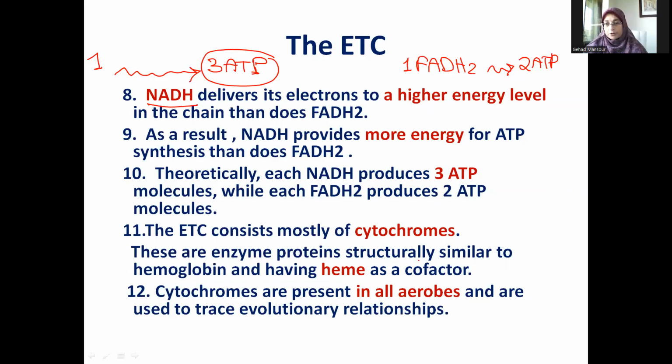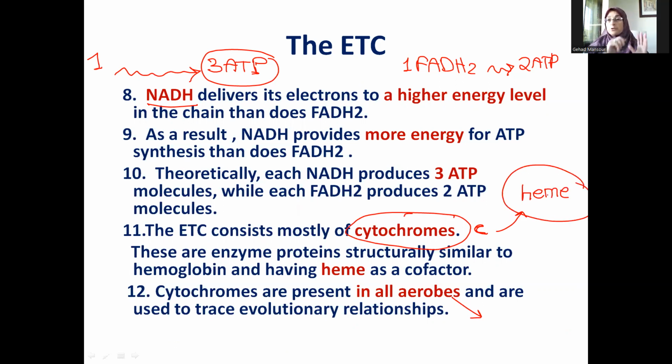We have seen a small molecule along the electron transport chain that is called cytochrome C. Cytochrome C is very important. It's present in all aerobes, and this indicates an evolutionary relationship, or a common ancestry, as they say in evolution, of those aerobic organisms. Similarly, these enzyme proteins called cytochrome C are similar to hemoglobin in that they have a cofactor that is heme, or very similar to heme.